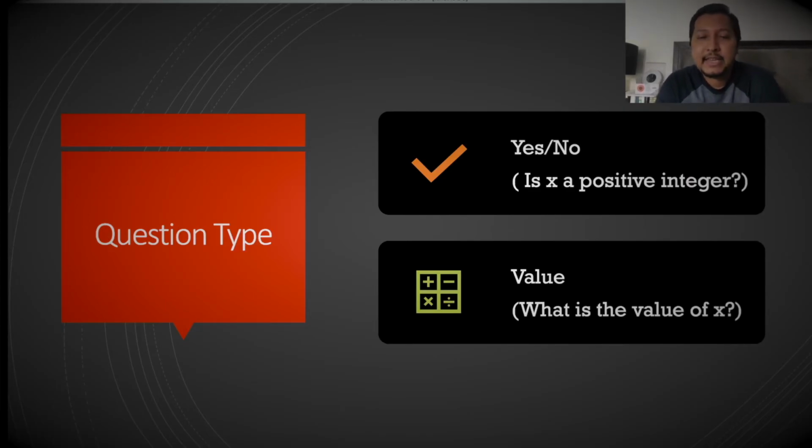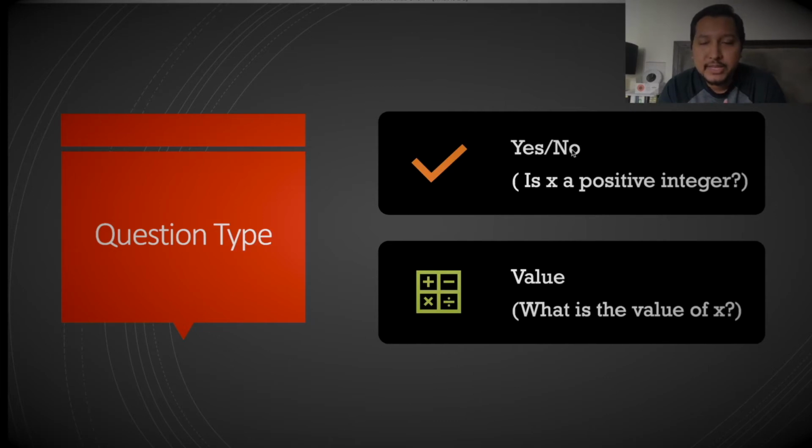So let's see the different types of data sufficiency questions we see in the GMAT exam. Basically there are two major types. The first type is the yes/no type, and the second type is the value question type. What is an example of the yes/no type? For example, if it's asking you, is x a positive integer, then you can answer yes, x is, or no, x is not. So you can answer with a simple yes or no, and this type of binary answer choice question is basically a yes/no question.